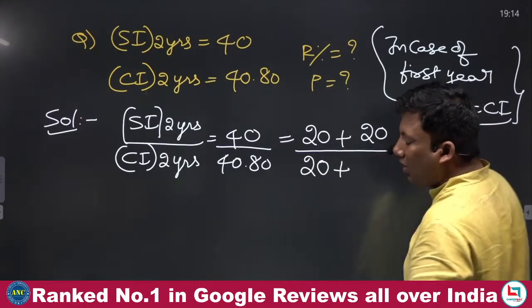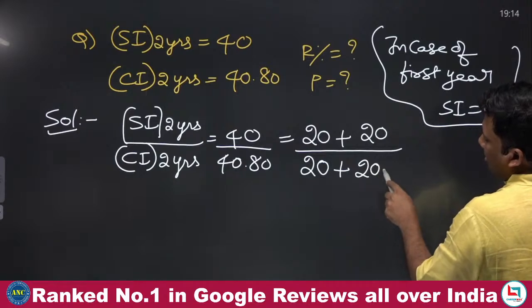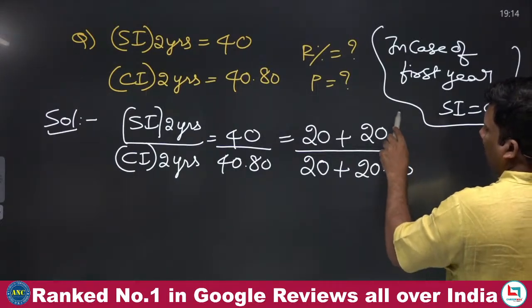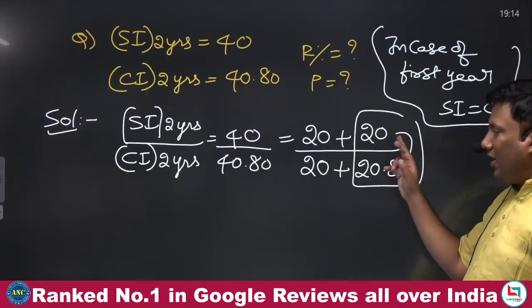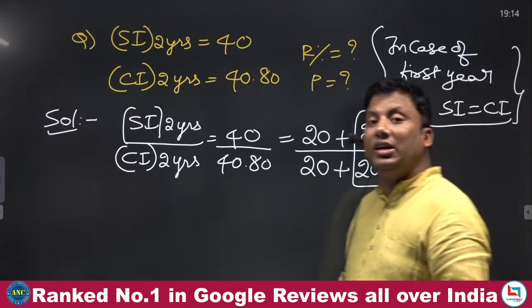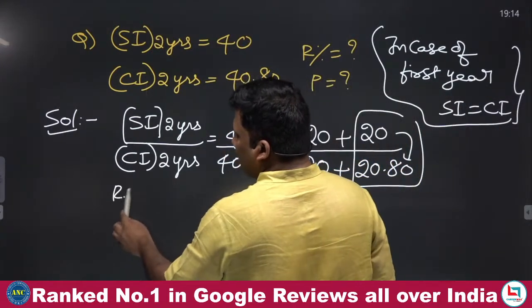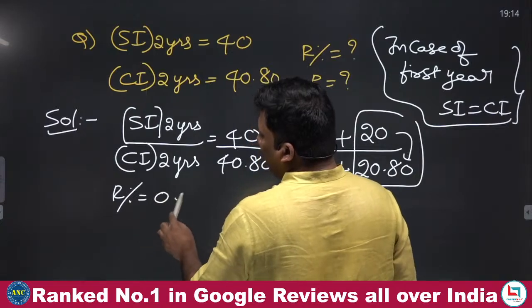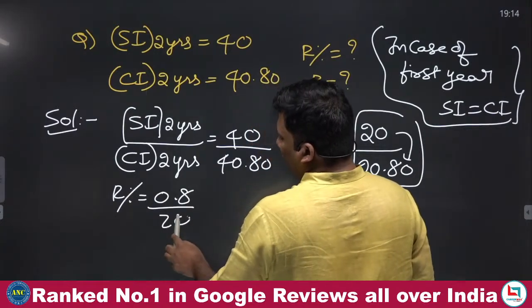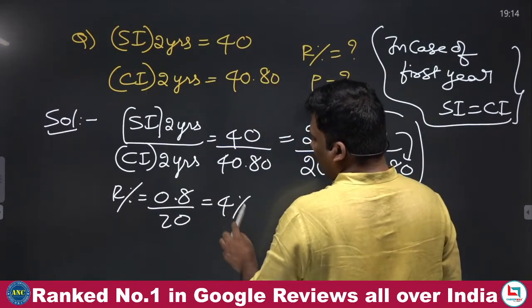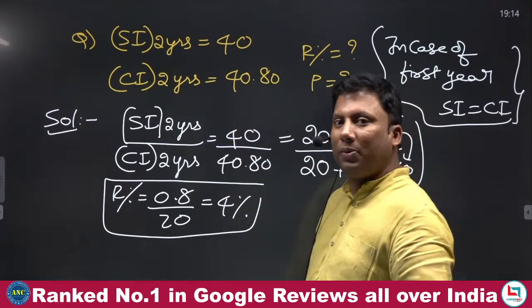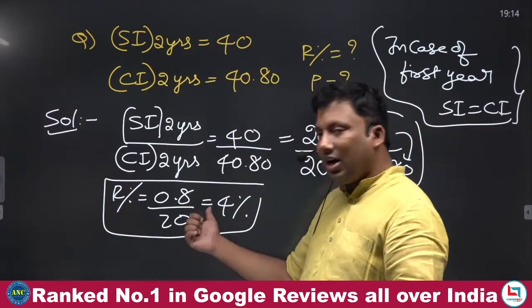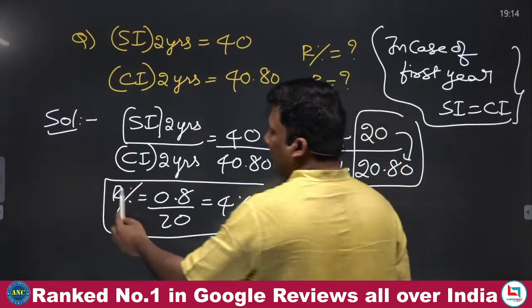But total is 40.80. Extra, in the second year it will be 20.8. In the second year, instead of giving 20 rupees, I am giving 20.8. How much extra am I giving? 0.8 I am giving on 20, which is 4 percentage. R percentage is 4 percentage. Idea is clear.